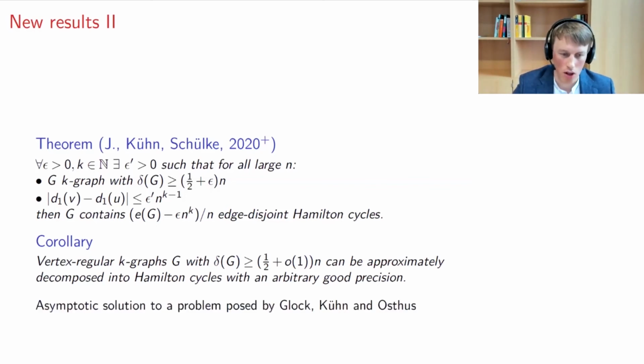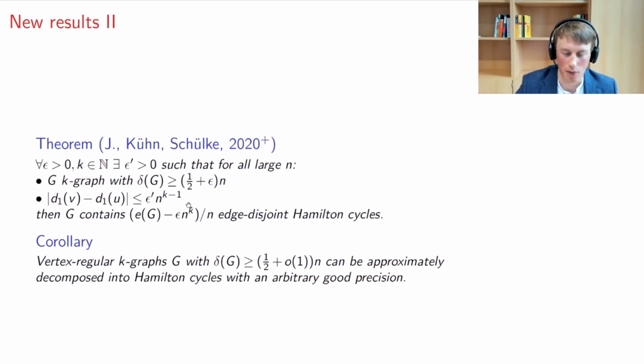This also gives an asymptotic solution to a problem posed by Kühn, Osthus and others, who ask a similar question for perfect matchings. Because also in hypergraphs, every Hamilton cycle can be decomposed into perfect matchings if k divides n, this also provides an asymptotic solution to their question. They ask if you're vertex regular and have this minimum (k-1)-degree bound, then you have a proper decomposition into perfect matchings, and we have here Hamilton cycles.